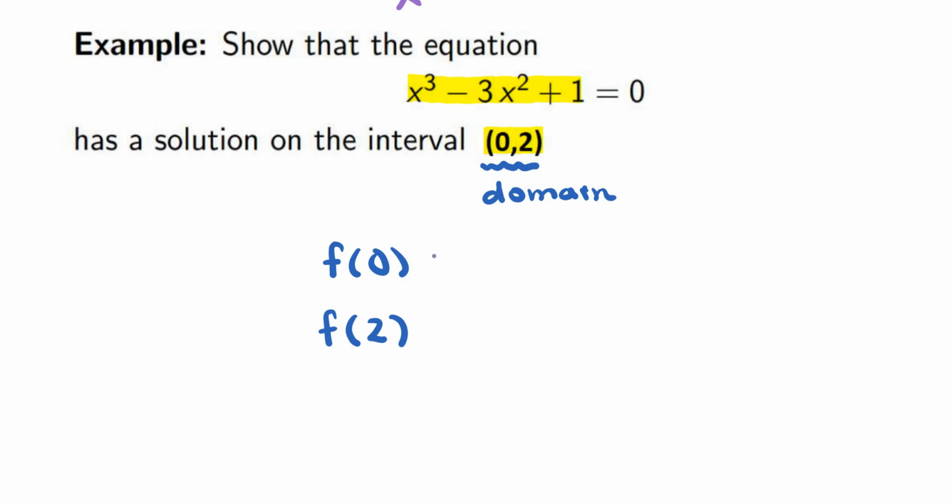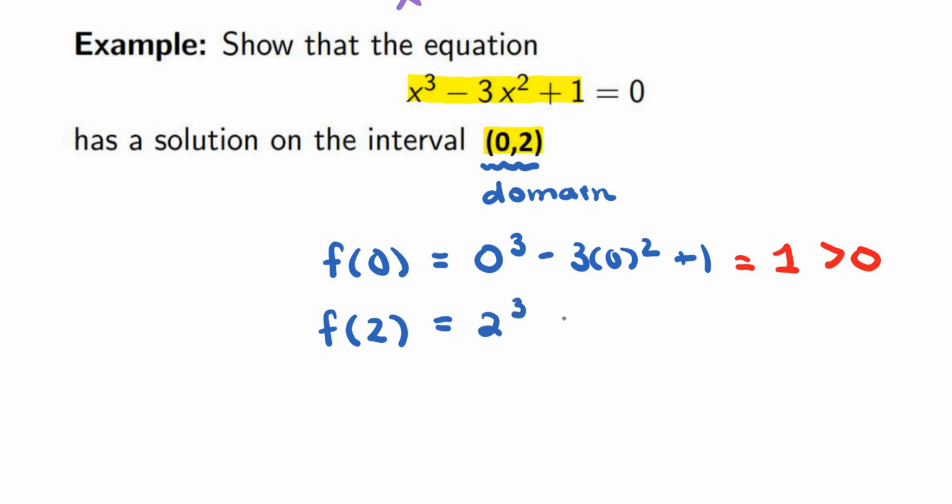Okay, so if I plug in 0 into my original function, I get 0 cubed minus 3 times 0 squared plus 1, which equals 1, and clearly 1 is greater than 0, so that means the function is above the x-axis. If I plug in 2, I get 2 cubed minus 3 times 2 squared plus 1, and that equals negative 3. And negative 3 is below the x-axis.